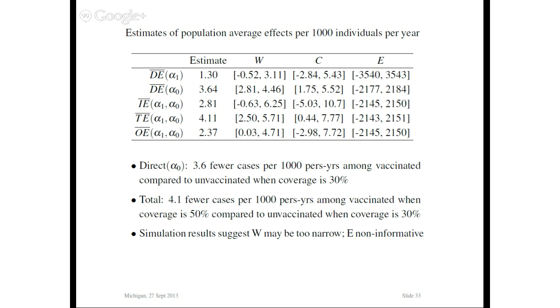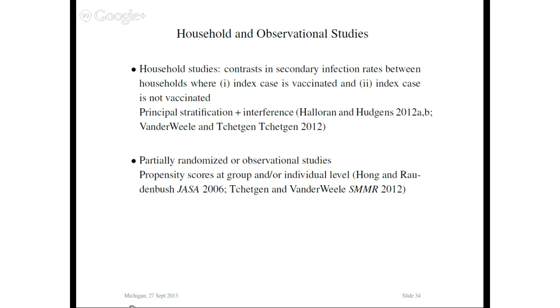I think these estimates have a very nice interpretation. They're straightforward to explain to non-statisticians. So, for example, the direct effect estimate of 3.6 says we'd expect 3.6 fewer cases per 1,000 person years among vaccinated individuals compared to unvaccinated individuals when the coverage is 30%. The total effect also has a nice straightforward interpretation as well. All of these estimators do. And then based on the simulations, we think the Wald confidence intervals here are probably too narrow and would not be credible. And the exact confidence intervals are completely non-informative in this case. So the Chebyshev might be preferred.